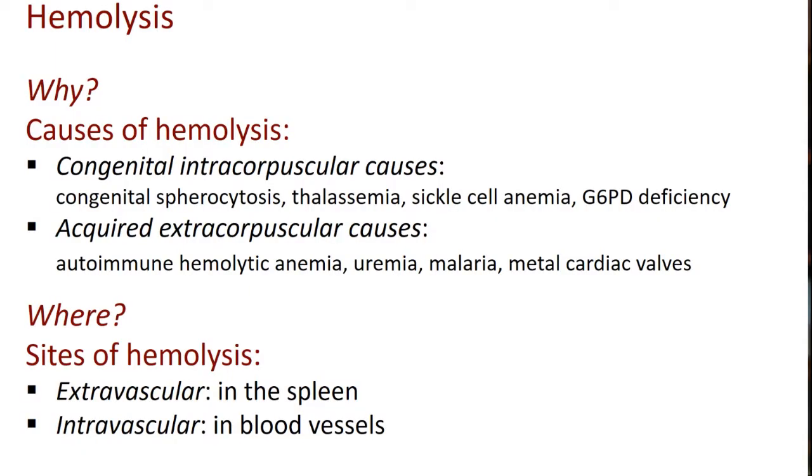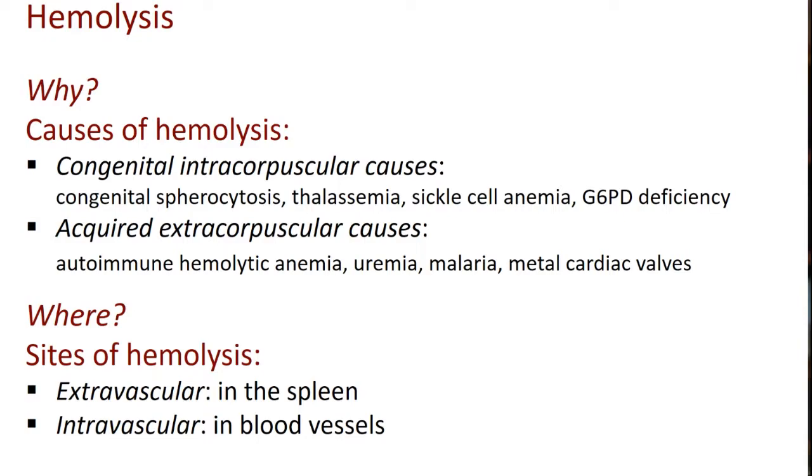Something happens inside your body, and the red blood cells just die prematurely. They kind of rupture prematurely. This is hemolysis. So, why does hemolysis happen? Maybe you are born with a congenital problem inside your red blood cells, like congenital spherocytosis, thalassemia, sickle cell anemia, G6PD deficiency.